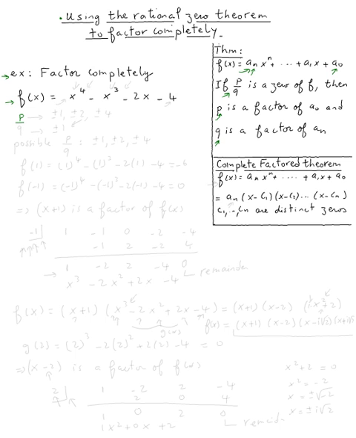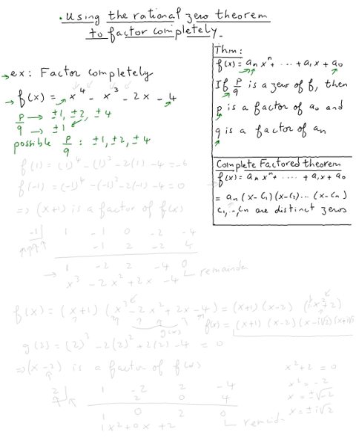So what does this tell us? This tells us that p, a factor of the constant 4, is plus or minus 1, plus or minus 2, plus or minus 4. And q comes from the coefficient of x to the fourth, which is 1, so q is either minus or plus 1. Now what are the possible rational zeros? p over q: you get plus or minus 1, plus or minus 2, plus or minus 4.